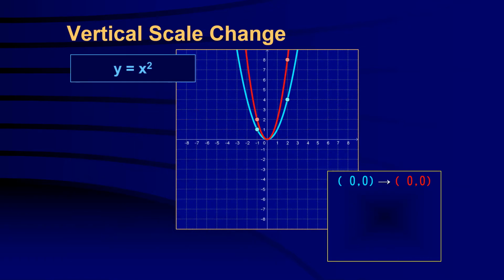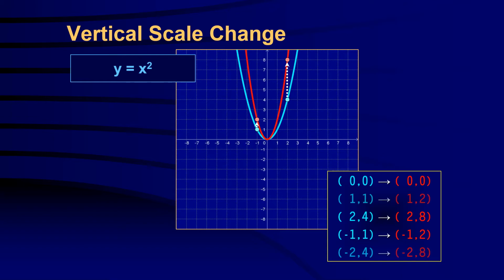We move on to a vertical scale change. (0, 0) still does not change, it remains at (0, 0). But (2, 4) will now be mapped to (2, 8), as (-1, 1) is mapped to (-1, 2). In this case, the graph has been stretched upward. Therefore, (1, 1) would have gone to (1, 2), and (-2, 4) would have gone to (-2, 8).